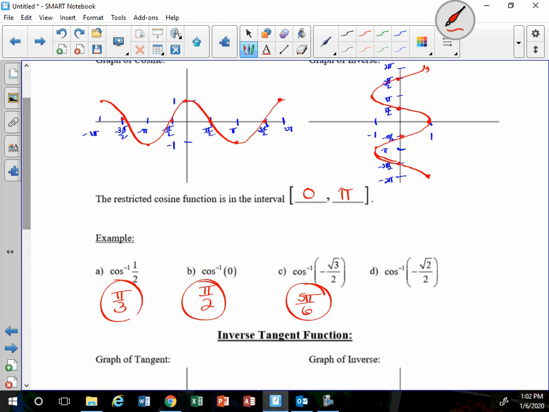Then letter D, inverse cosine negative root 2 over 2. What do you think, guys? Yes, 3 pi over 4.